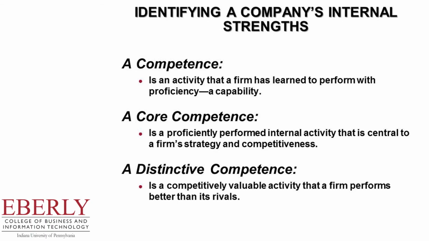Okay, competence is an activity that a firm has learned to perform proficiently. A core competence is something that is key to their basic strategy. If you do not have a core competence in manufacturing and production operations, this can come back to haunt you. A distinctive competence is something you do better than your rival. A weakness is anything you just don't do well.